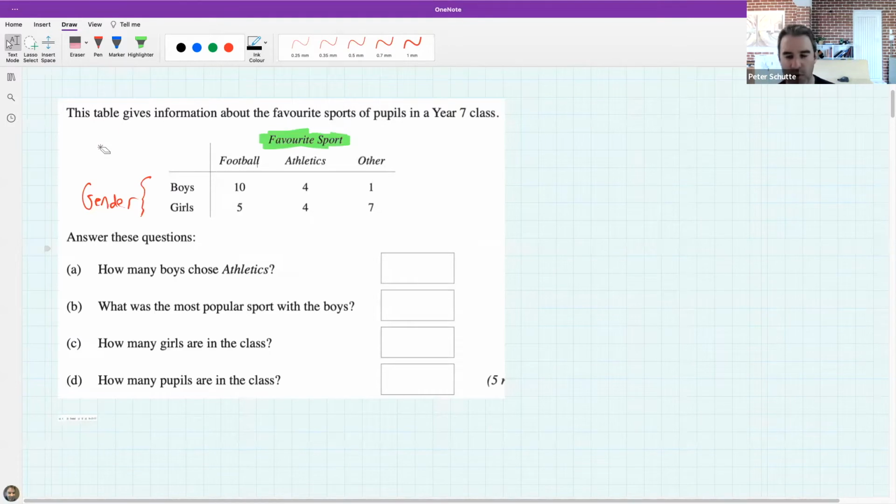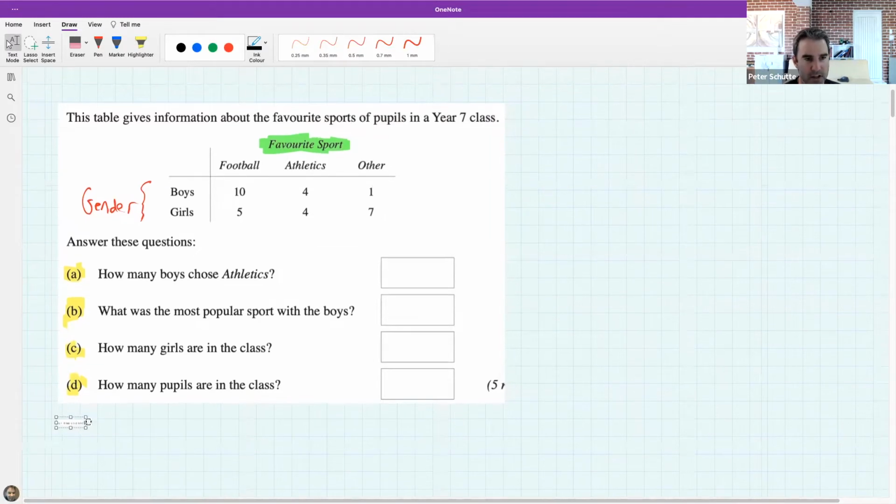So let's just start with that. I'm just giving you a table of data, and I want you to try and interpret that table by answering the questions A, B, C, and D, which are here. I call this kind of like table literacy, right? You just understanding how to interpret information from a table.